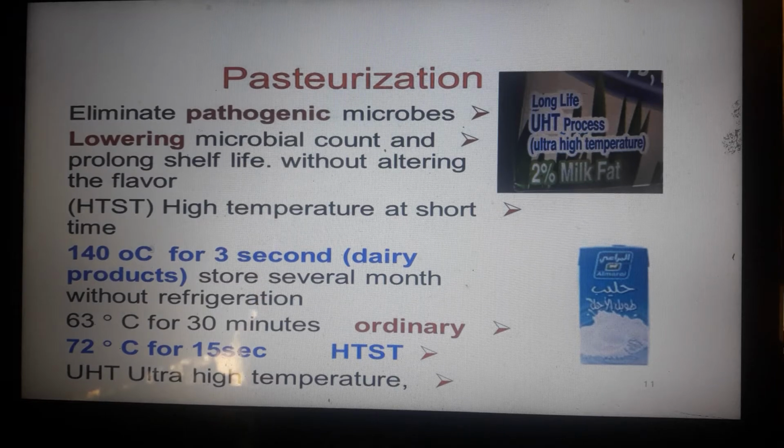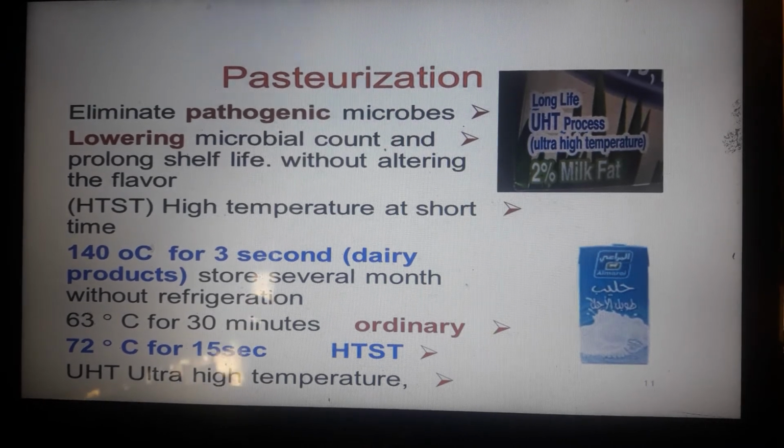And we have ultra high temperature, UHT. Okay, this one is considered to be 72 degrees for 15 seconds. Because if you boil it at 140, it is only 3 seconds. So the degradation of the fats, or other nutrients present in the milk, is prevented. So 140 degrees, for example, is just 3 seconds, and it is able to kill bacteria also.